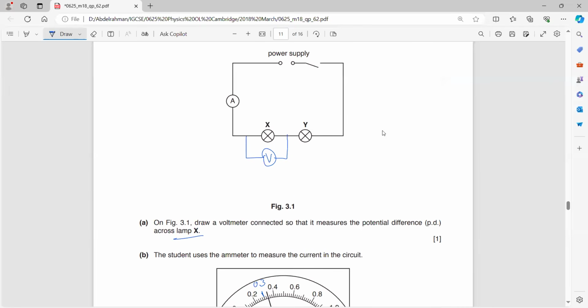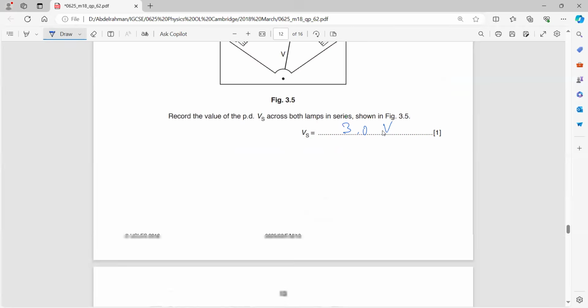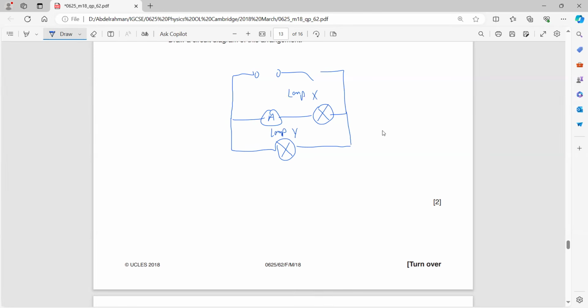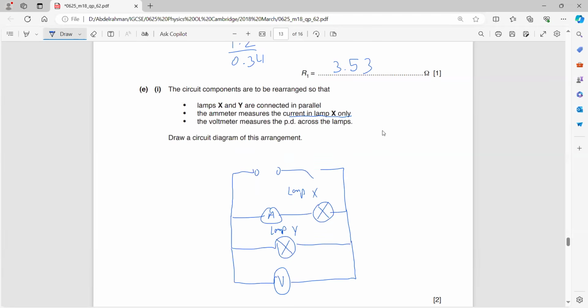Yeah, we had the initial power supply and the switch. Power supply, and then the switch, lamp X, and the ammeter with lamp X alone, and then lamp Y. Okay, this is X, and this is Y. And then the voltmeter to measure the voltage across both lamps. Okay. It's a very simple circuit.